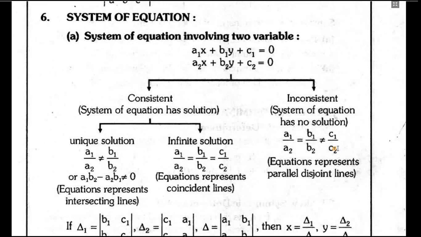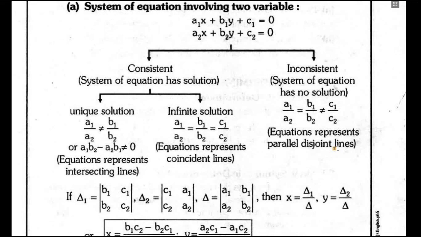System of equations. How will we solve a system of equations using the properties of determinants? Consider a system of equations involving two variables, a1x plus b1y plus c1 equal to 0, a2x plus b2y plus c2 equal to 0. First of all, we must know there are two types of systems: one is consistent and another is inconsistent. Consistent means the system of equations has a solution. Inconsistent means the system of equations has no solution.